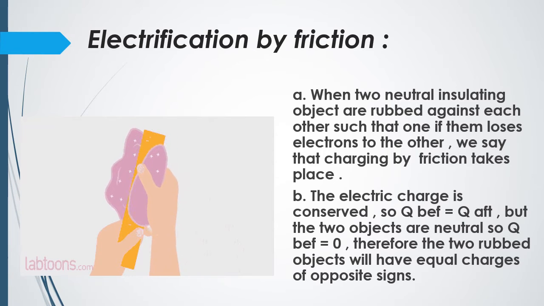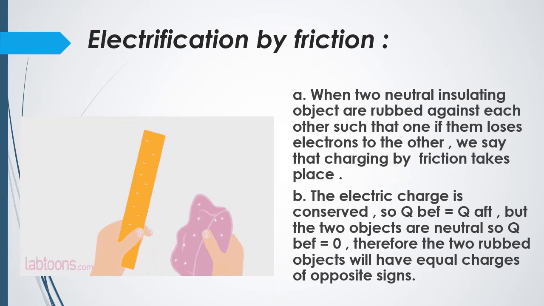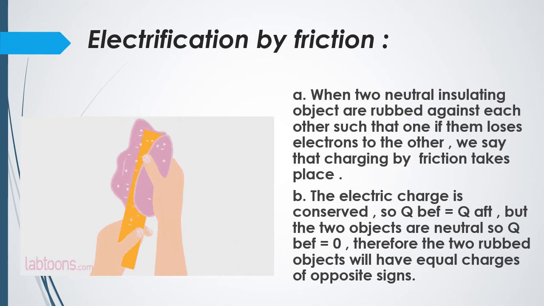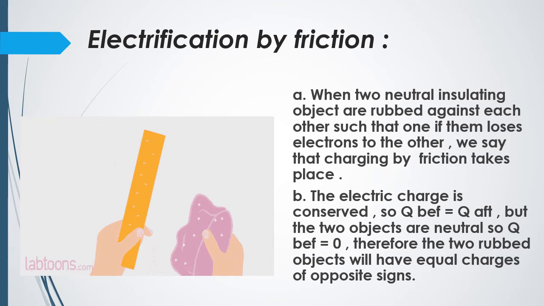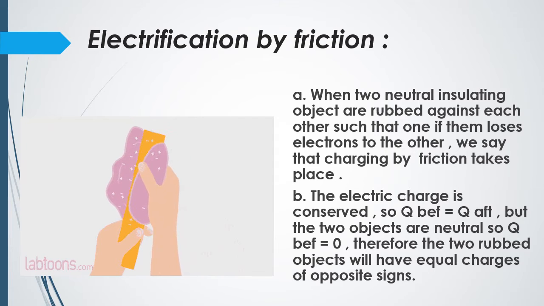As here in this figure, we have two neutral objects, the wood and the wool. When we rub the wool with the wood, there is a transfer of electrons from one object to the other. So one of them, which is the wool, becomes positively charged while the wood becomes negatively charged, by conservation of charge.